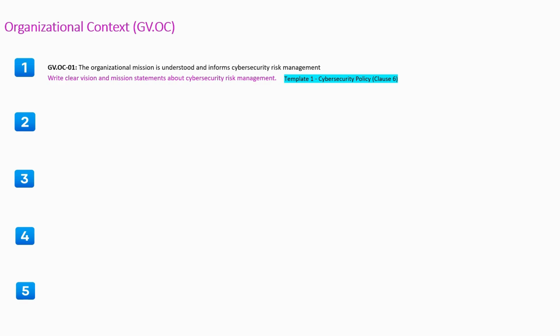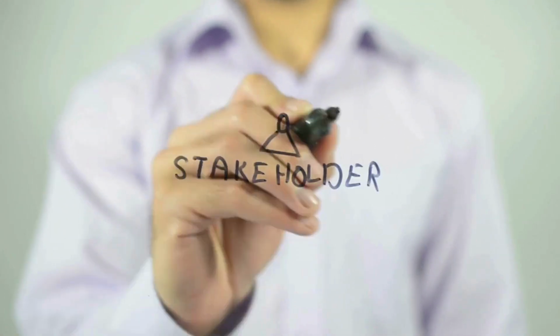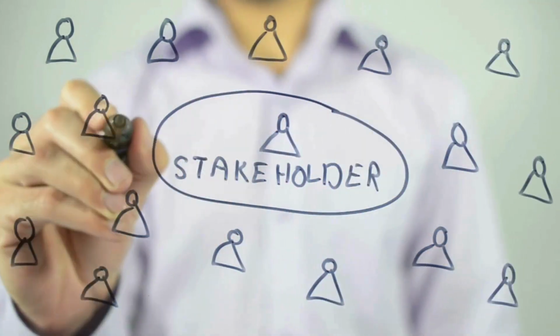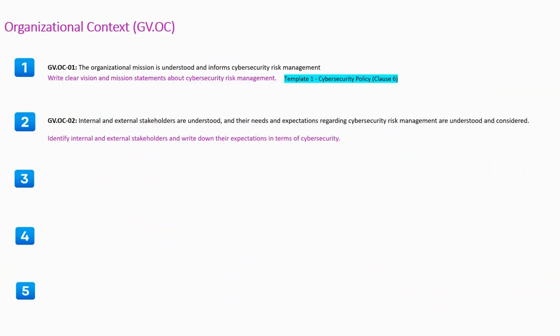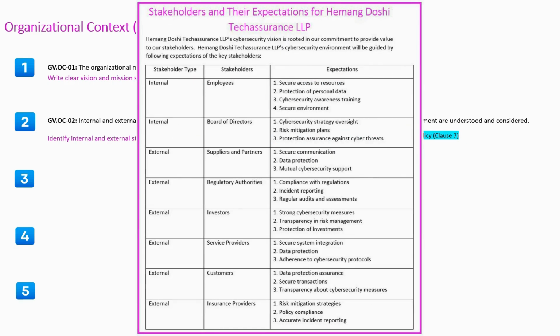The second subcategory requires that internal and external stakeholders are understood and their needs and expectations with respect to cybersecurity are understood and considered. So this is very simple. What you need to do is identify the internal and external stakeholders and write down their expectations in terms of cybersecurity. You may like to refer to clause 7 of our template cybersecurity policy to understand who can be your stakeholders and what can be their requirements. You may like to use the same template and modify according to your requirement.